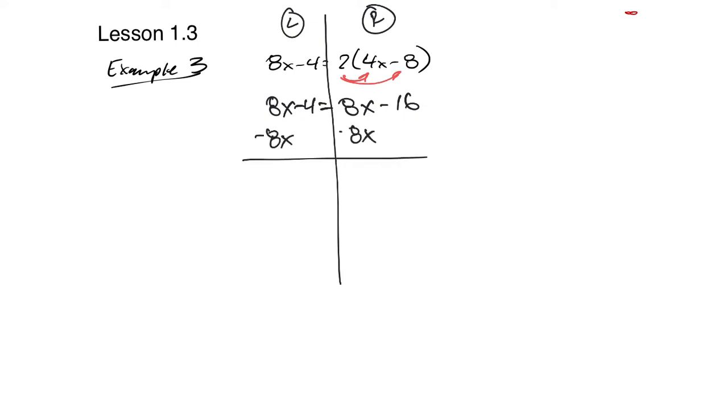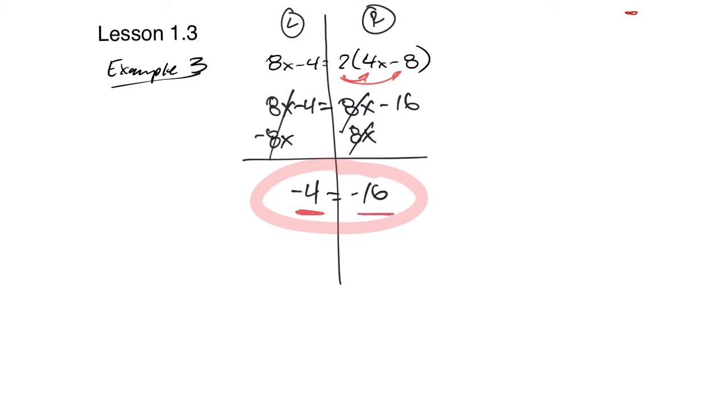Uh-oh, this is weird. 8x minus 8x is 0. Then I have negative 4 equals negative 16. We don't have any variables. Do you see the problem with this? Pause and think about it. I'll tell you what the problem is.